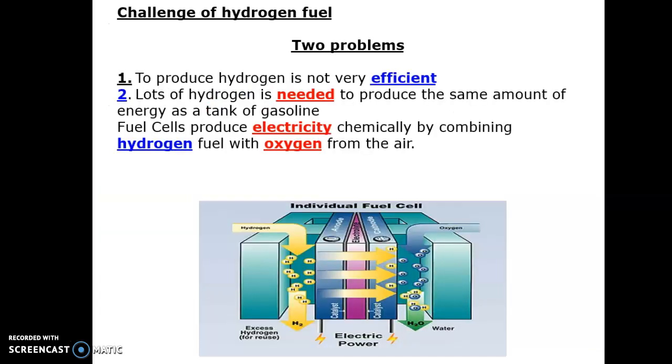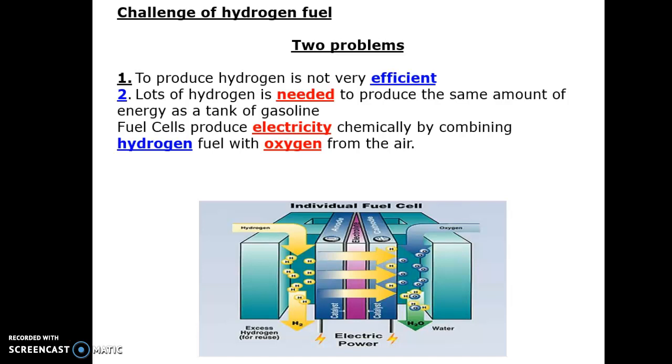So the main challenge for this is that it's not very efficient. To produce hydrogen is not very efficient. There is a lot of hydrogen that's needed to produce the same amount of energy as, say, a tank of gasoline. So it's not efficient yet. They're trying to work on it. A lot of studies are being done right now, a lot of projects to make it more efficient, but right now that is the biggest challenge.